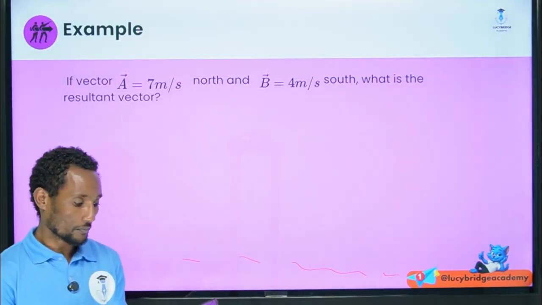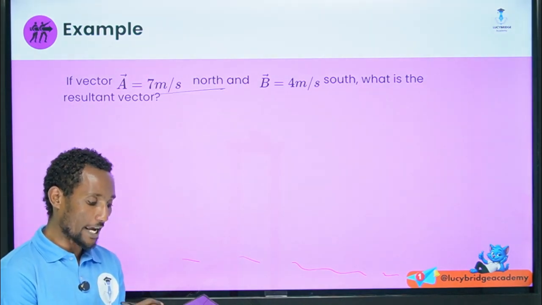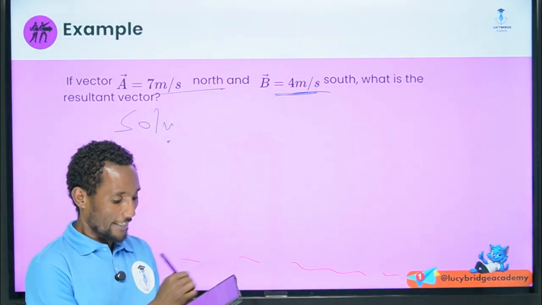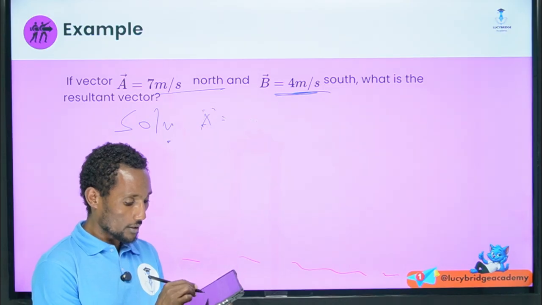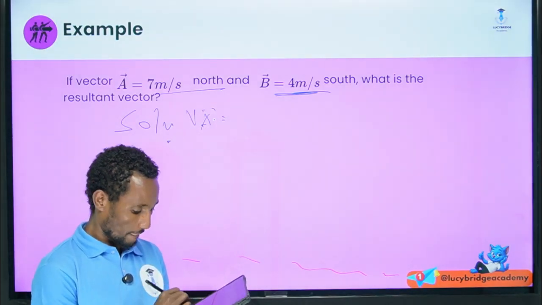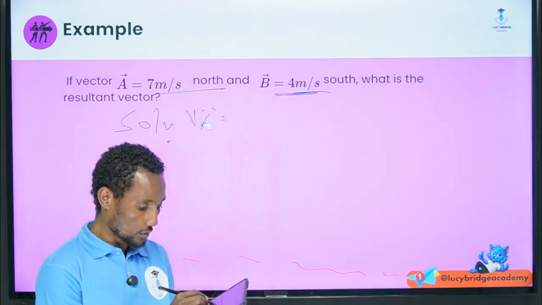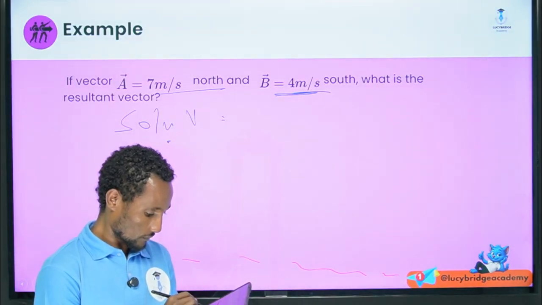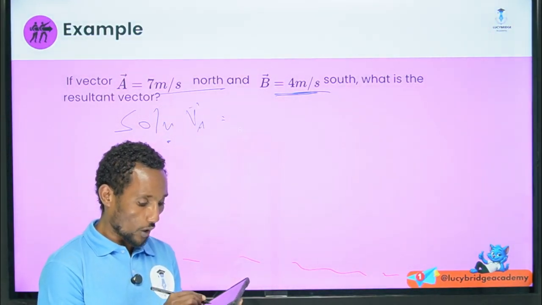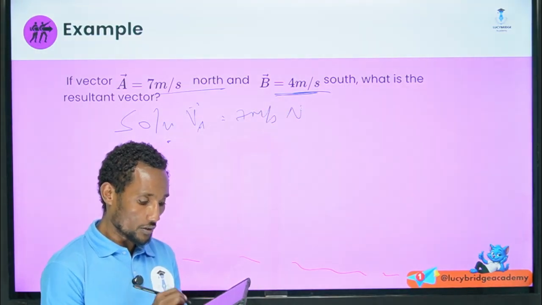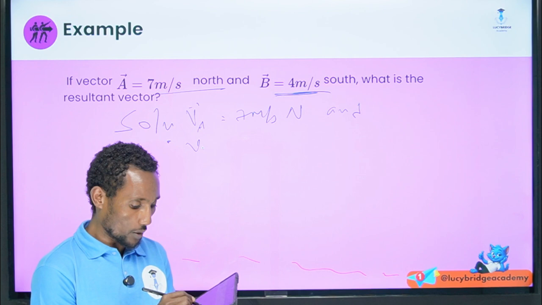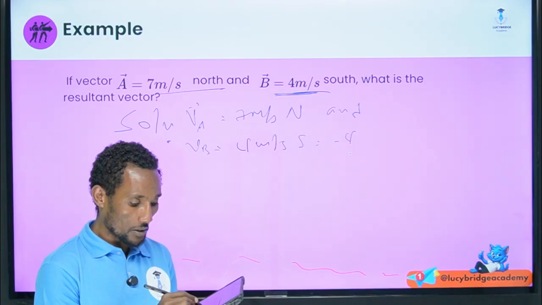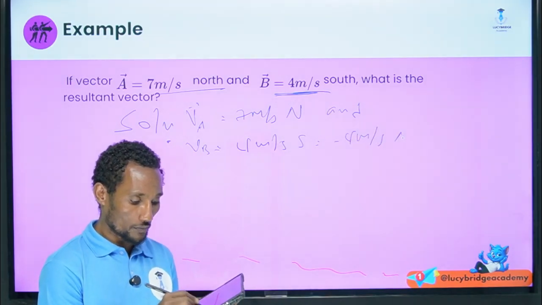For example, here, vector A has 7 meters per second north and B has 4 meters per second south. In our solution, you have to take the velocity of A, which equals 7 meters per second due north, and the velocity of B, which equals 4 meters per second due south. Then this result is minus 4 meters per second due north.